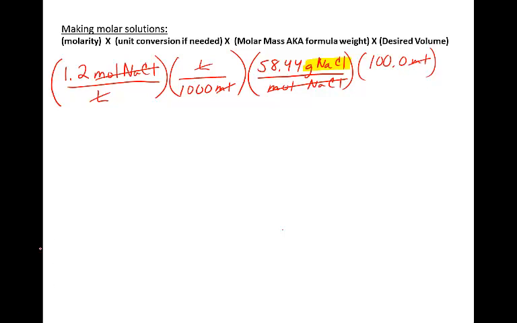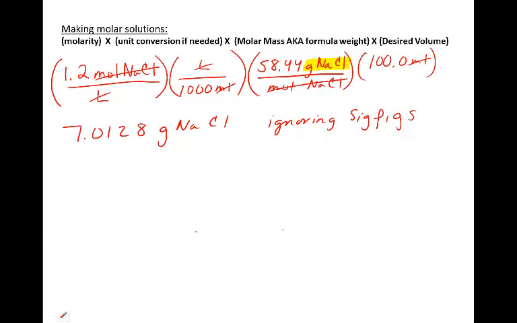Okay, and so when we calculate this out, we find that you have 7.0128 grams of sodium chloride. Now this is ignoring sig figs. This is just our raw answer in our calculator. But now we need to determine really what we're going to weigh out on a weigh boat, on a balance, to make this solution of 1.2 molar sodium chloride solution, 100 milliliters of it.